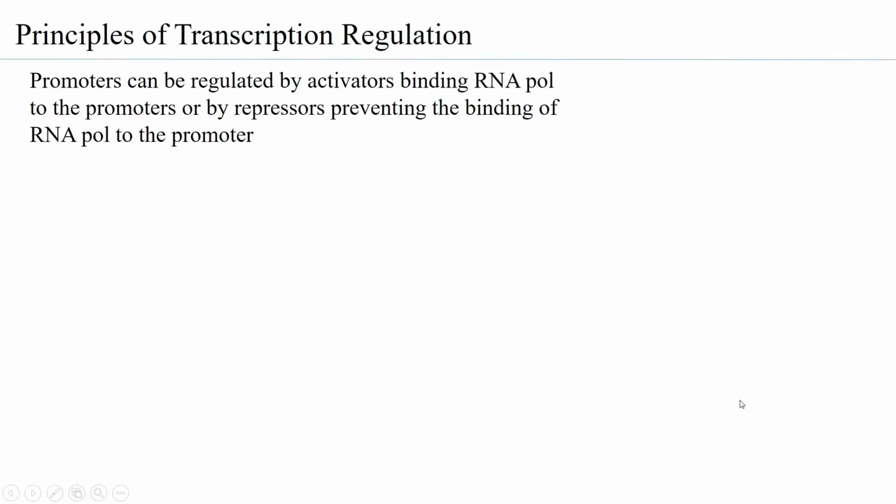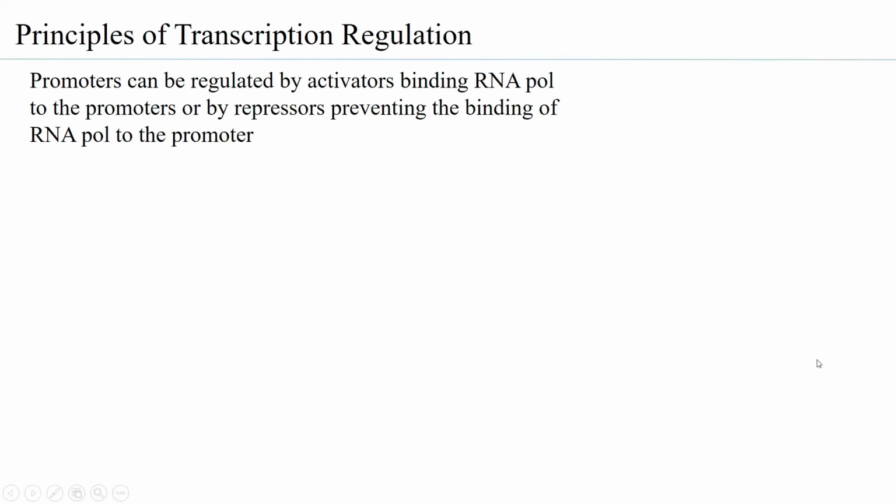Now, promoters can therefore be regulated by activators. How do the activators influence? By allowing the RNA pol to bind to the promoter region. That way it will initiate transcription. Or by repressors, by preventing the binding of RNA pol to the promoter or weakening the binding of the RNA pol to the promoter.